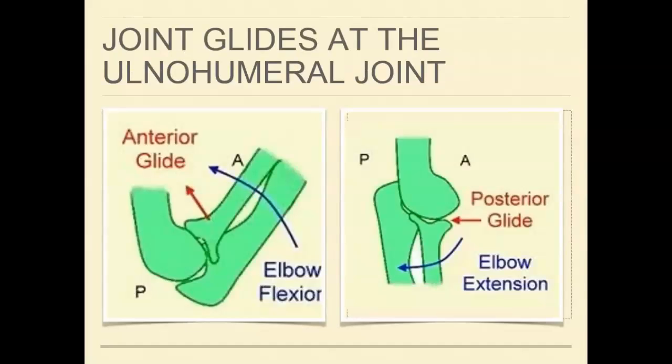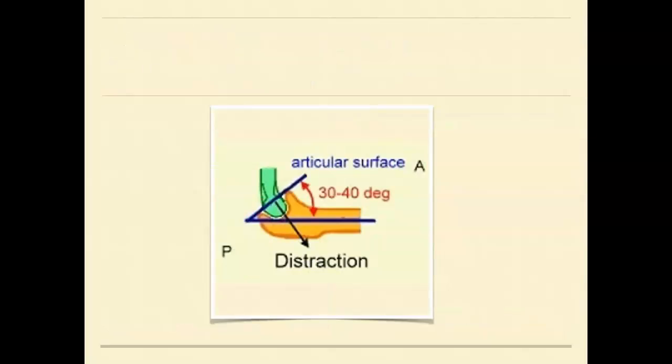These diagrams just show the posterior and anterior glide motions of the ulna on the humerus. Unlike planar joints or ovoid joints, you need to add a bit of a scooping motion to these because of the coronoid process of the ulna. We can do pure distraction of the ulnohumeral joint, and we do that with the elbow joint at a 90-degree angle. This diagram shows the surfaces of the joint and the reasoning behind this.